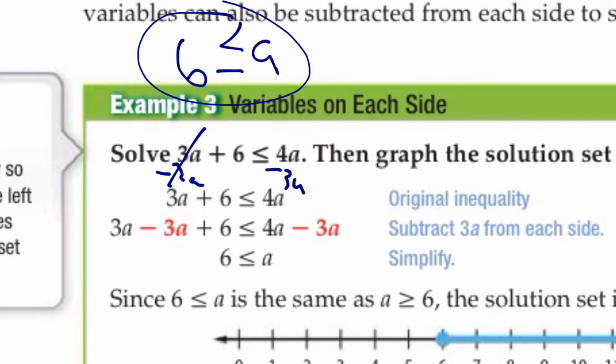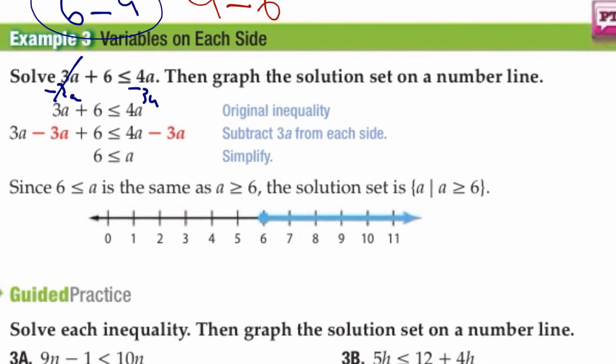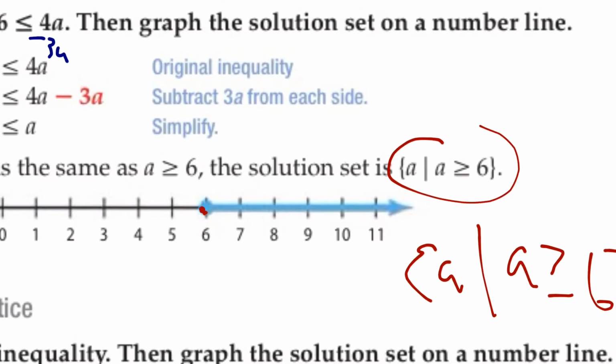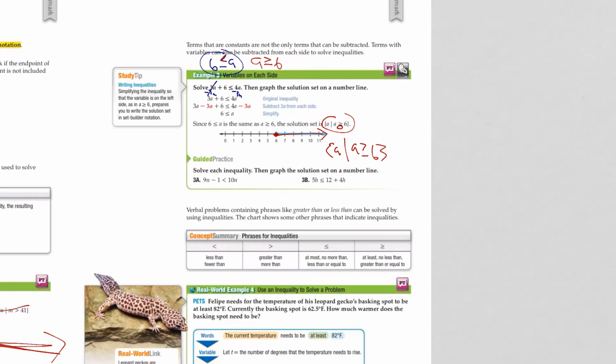So see that? See how it's reversed? So let's reverse it. Let's put A and see how it's big there. So I need A underneath greater than or equal to 6. Now, notice how they wrote it in set builder. They said we're using variable A, and A is greater than or equal to 6. And how do I graph it? See 6. Notice it's a filled circle. Why? Because it has the equal to. And anything greater than 6, and it goes on forever.